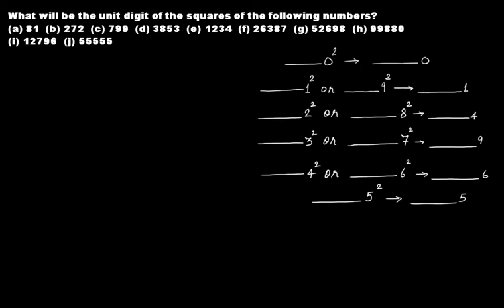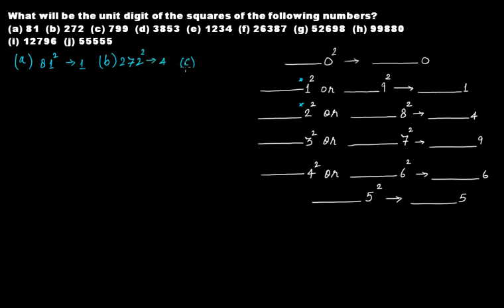Okay, now look at this one, A, that's 81. So 81 has 1 at its units place. If you take the square of this number, it will have 1 at its units place, right? This is B, that is 272. So it has 2 at its units place, that is this criteria. That is, if it has 2 at its units place, the square of this number will end with 4.